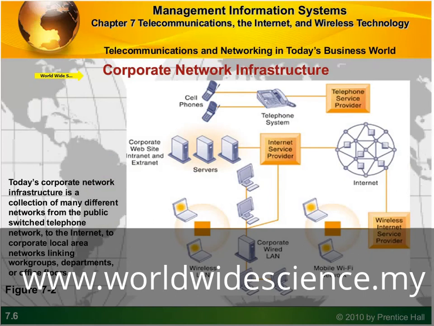As you can see here, the corporate network infrastructure. We have some sort of servers. Here you can see a wireless LAN. Here is our wired LAN. LAN means local area network. When we say local area network, it means this network is within one building.